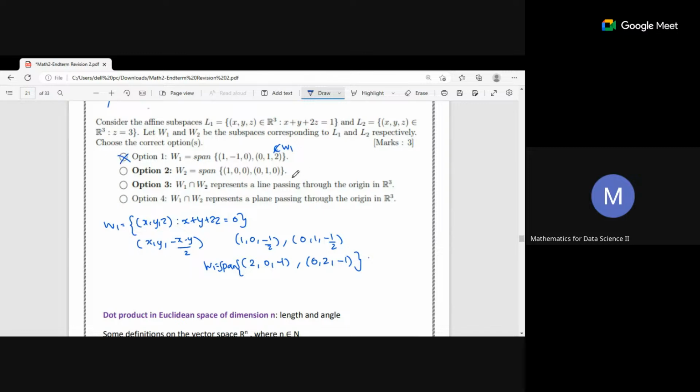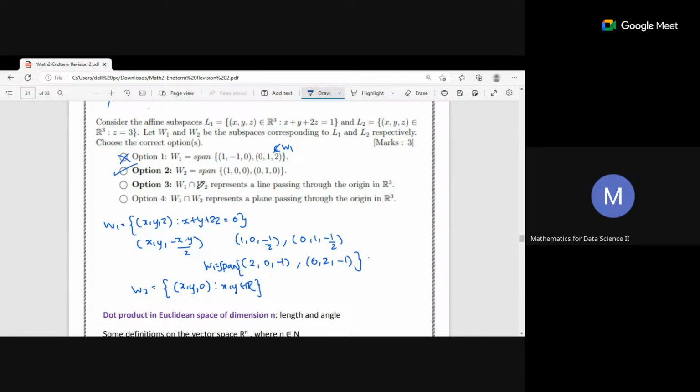What about W2? W2 is the set of all x comma y comma 0, where x, y are in R. So straight away you can see that this is the correct option.